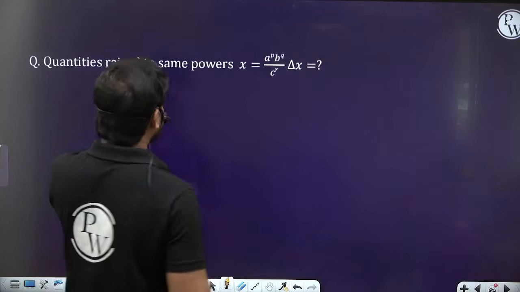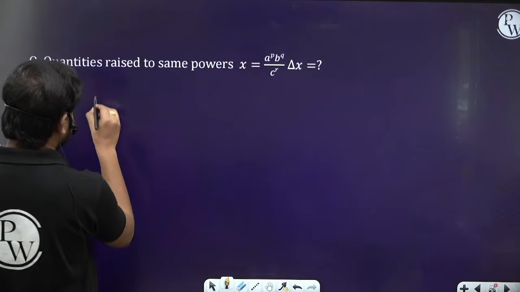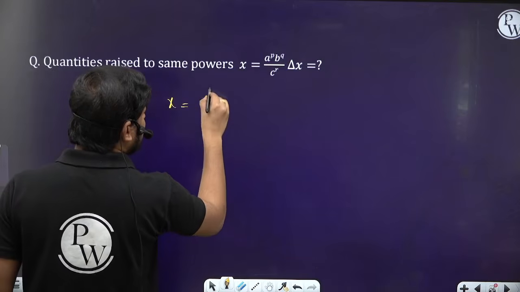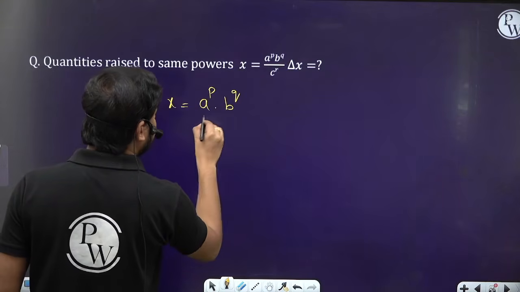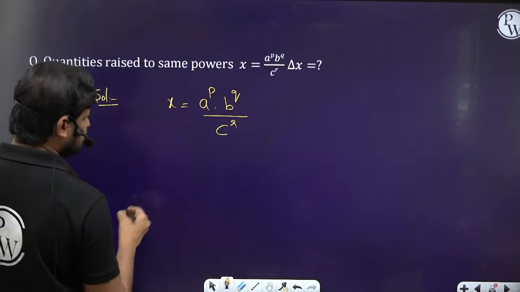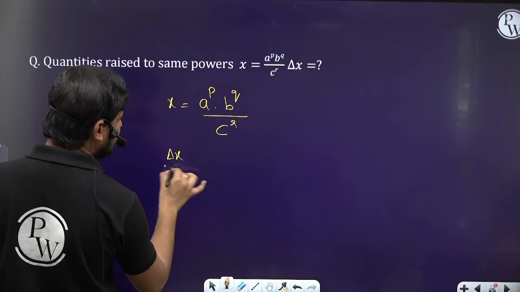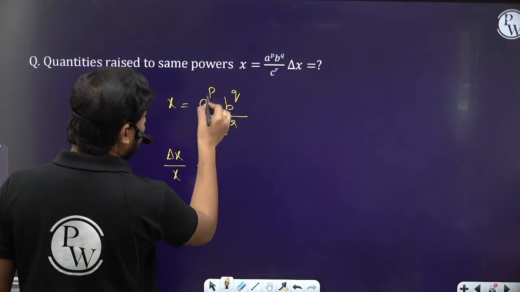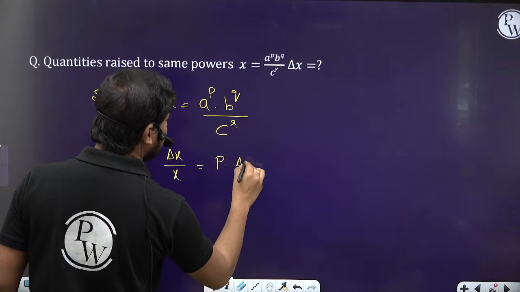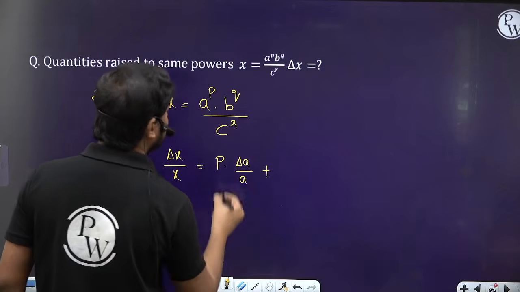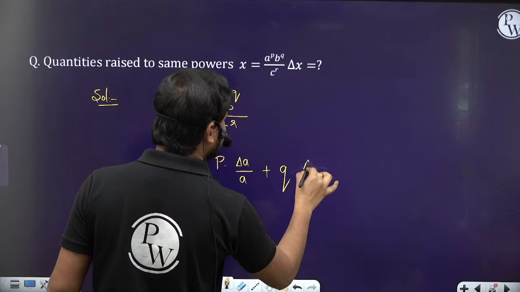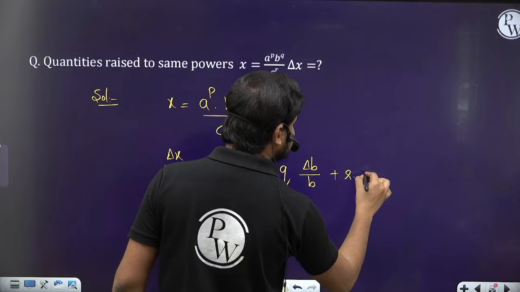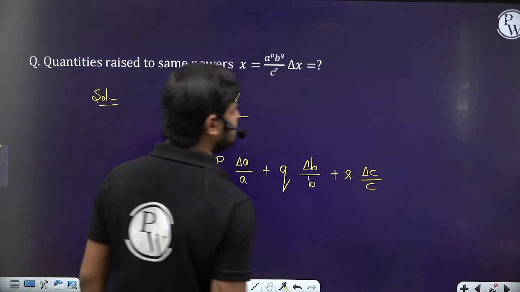So the quantities are raised to some power, then find delta x. Very simple question. x is equal to A to the power P, B to the power Q by C to the power R. Here we need delta x. So delta x by x is equal to P into delta A by A plus Q into delta B by B plus R into delta C by C.